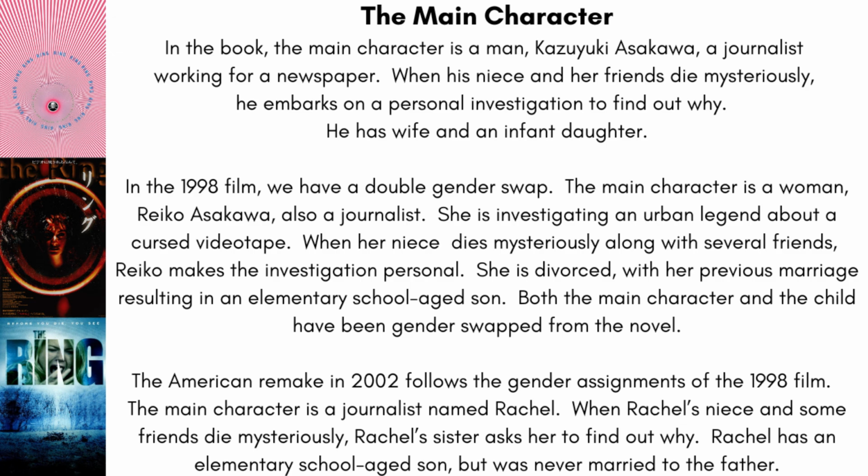In the 1998 film, we have a double gender swap. The main character is a woman, Reiko Asakawa, also a journalist. She is investigating an urban legend about a cursed videotape. When her niece dies mysteriously along with several friends, Reiko makes the investigation personal. She is divorced, with her previous marriage resulting in an elementary school-aged son. Both the main character and the child have been gender swapped from the novel. The American remake in 2002 follows the gender assignments of the 1998 film.